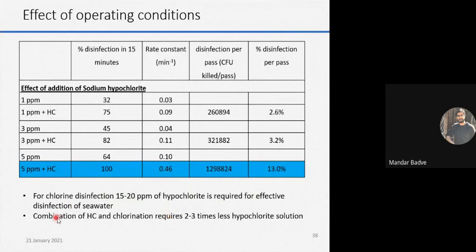So using a combination of cavitation along with chlorination, you require almost 2 to 3 times less hypochlorite solution, which is again advantageous, because you can't use a very high concentration of chlorine, as that has its own hazardous effects. You get very hazardous chlorination byproducts. So the idea is to utilize less and less chlorine, right? If you combine chlorination with cavitation, then you will get much more benefits. That is more sustainable.